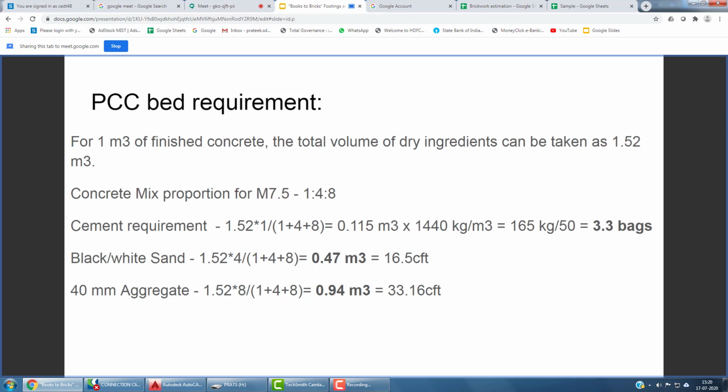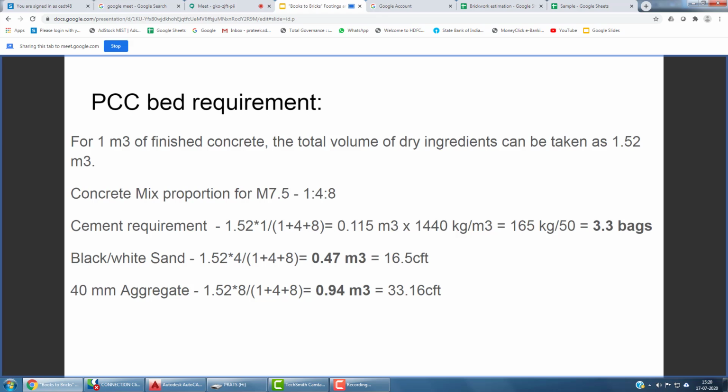Then next comes 40 mm aggregate. Why I have written specifically 40 mm aggregate is that for bed, 40 mm aggregate is used. It is not 20 mm. 20 mm is used for our normal M20 mix of concrete. Footing concrete is poured using 20 mm aggregate, whereas for bed concrete 40 mm aggregate is used. 40 mm aggregate is slightly larger in size when compared to 20 mm, as the name suggests.